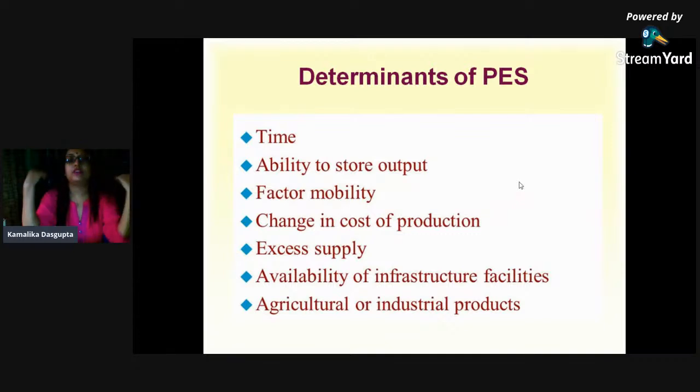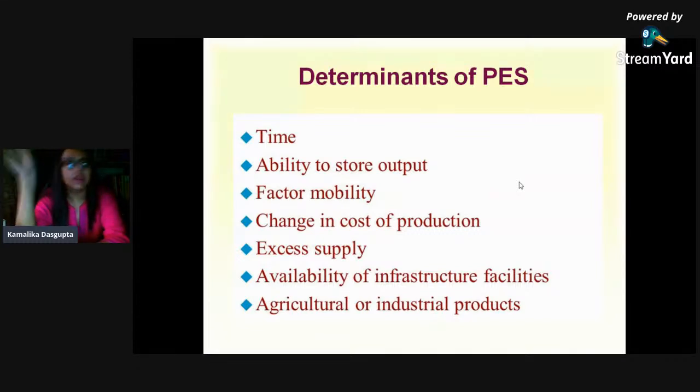Change in cost of production. Now, suppose you want to produce something and it is a costly option for you. The cost of production is huge for that particular commodity. So what will you do then? Your elasticity of supply will be less, because you cannot respond quickly to price change if your cost of production is very, very high.